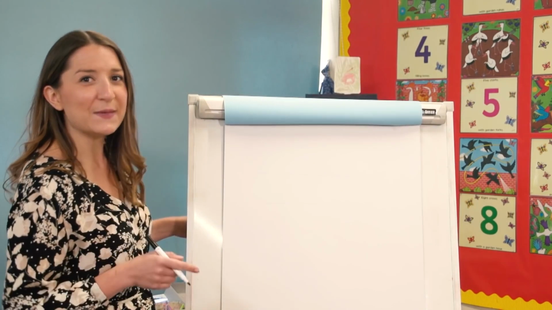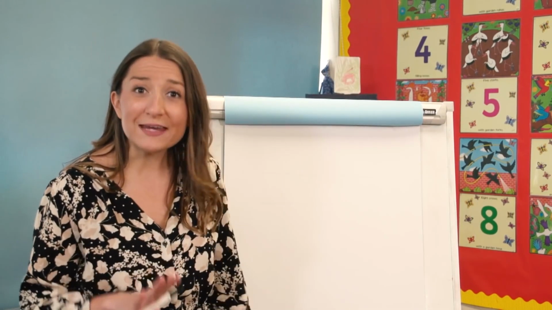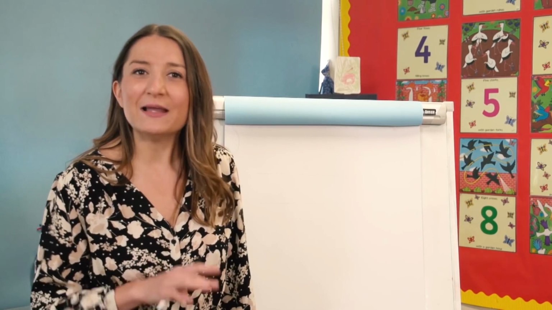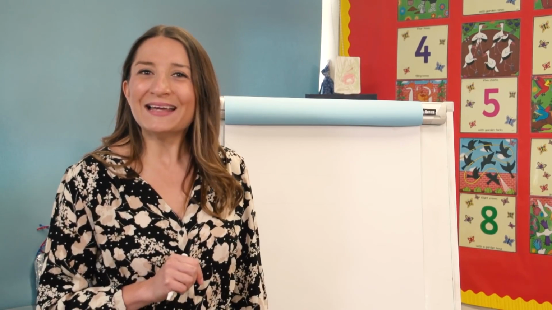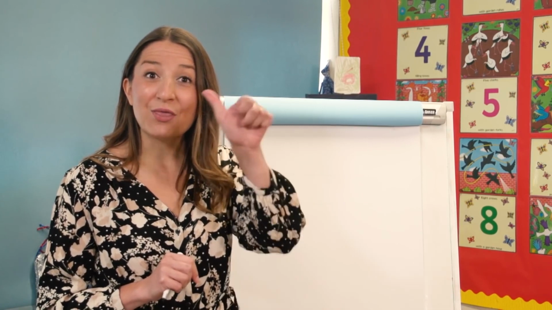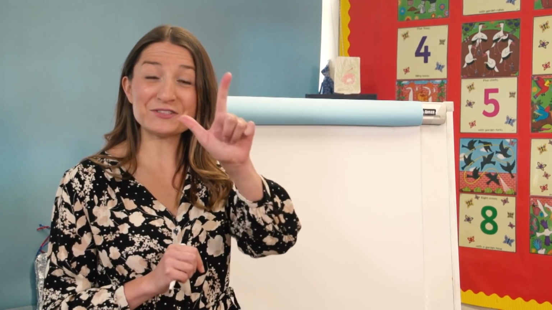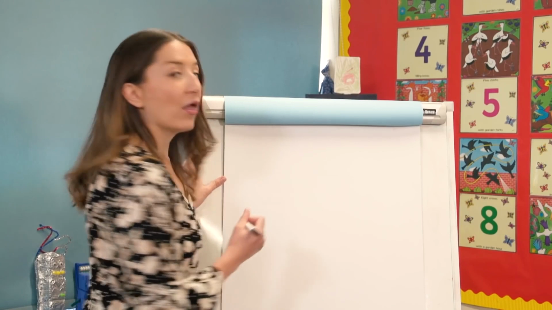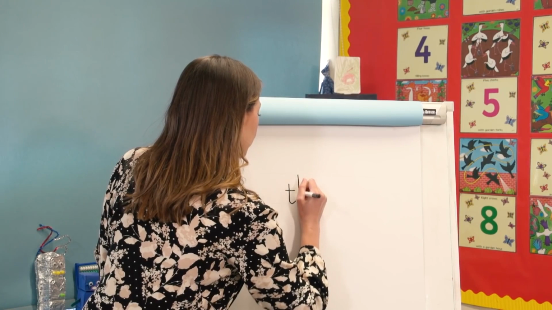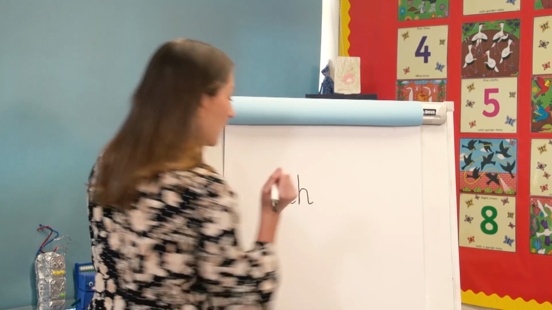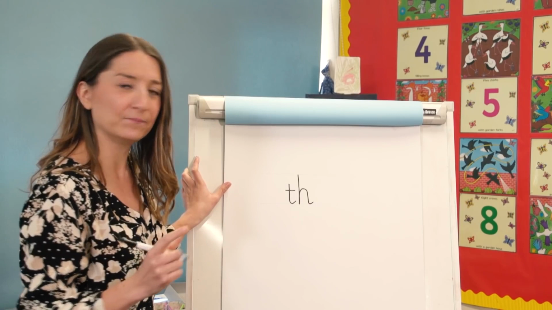Right, let's learn to spell a tricky word. We can read the word they, so now let's spell it. Segment the sounds with me. They. Th-ay. Let's count how many sounds there are. Th-ay. That's two sounds. Watch me write they. First bit is easy. Th. But the second bit is tricky.